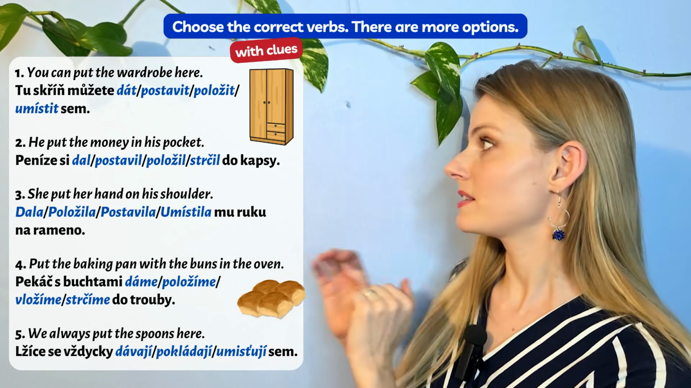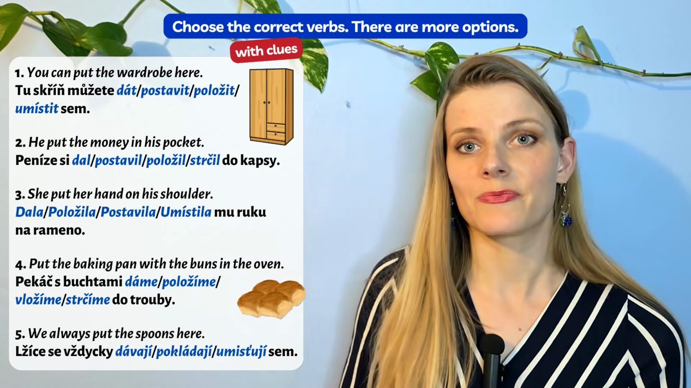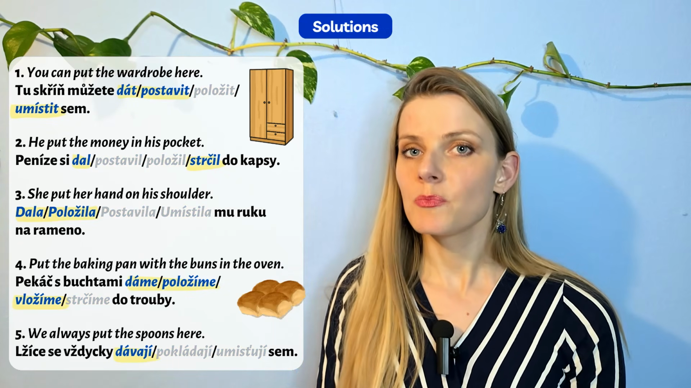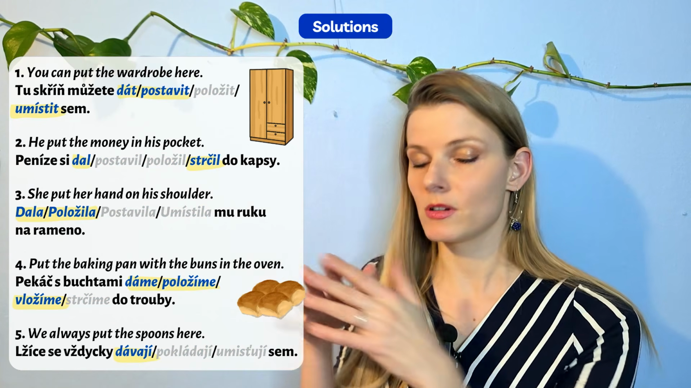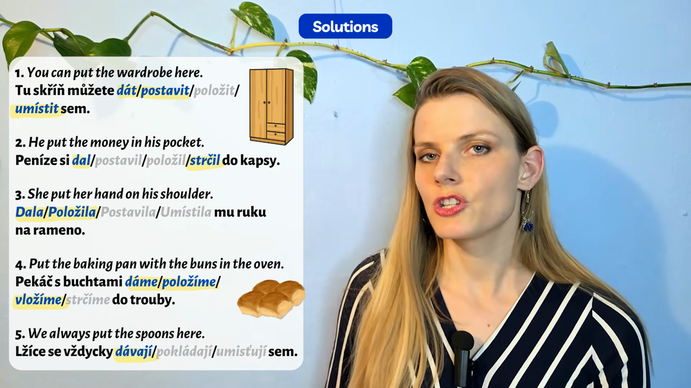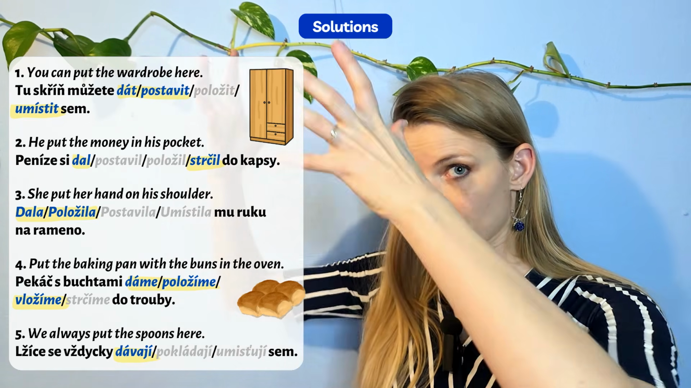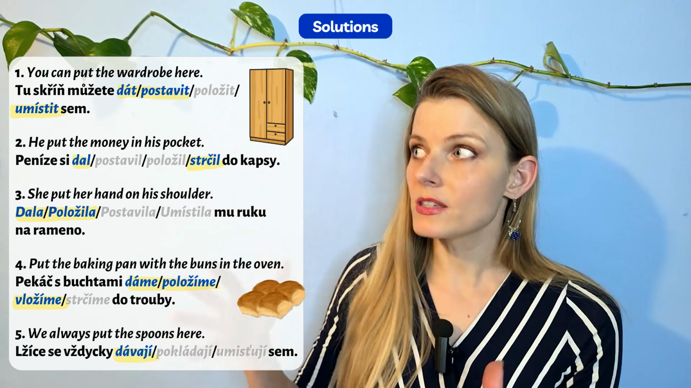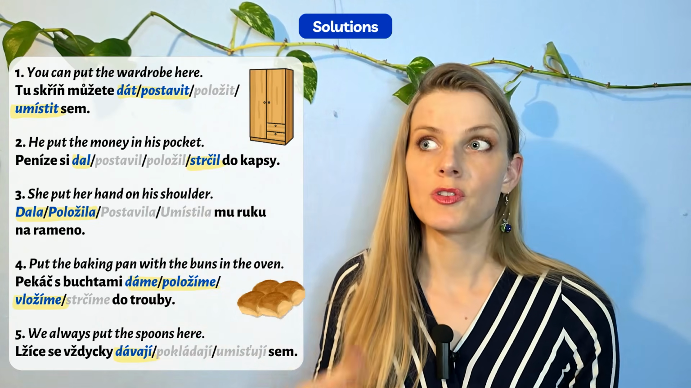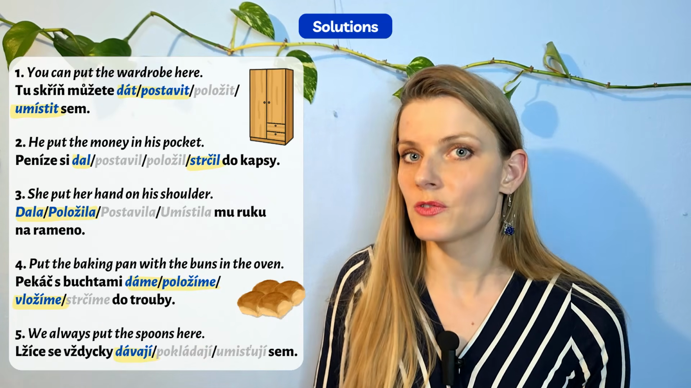And now let's see our correct options. Číslo 1. You can put the wardrobe here. Tu skříň můžete dát sem. Dát is perfect. Tu skříň můžete postavit sem, because it's vertical. Postavit sem. Umístit sem is also good. Position. It would be quite formal.